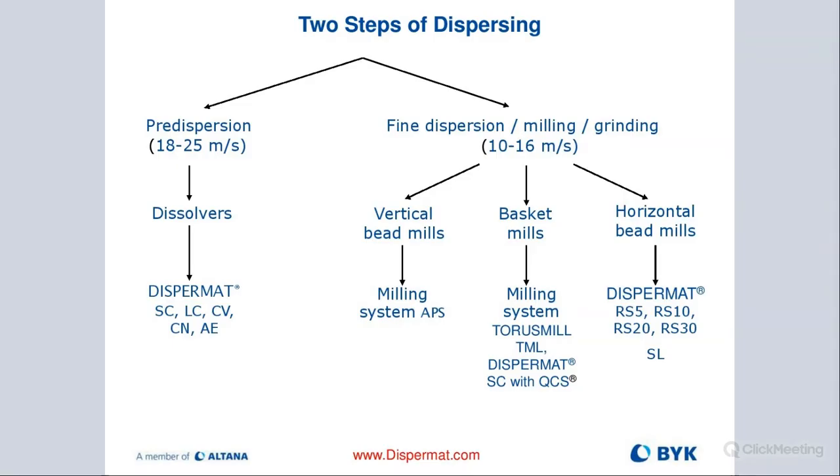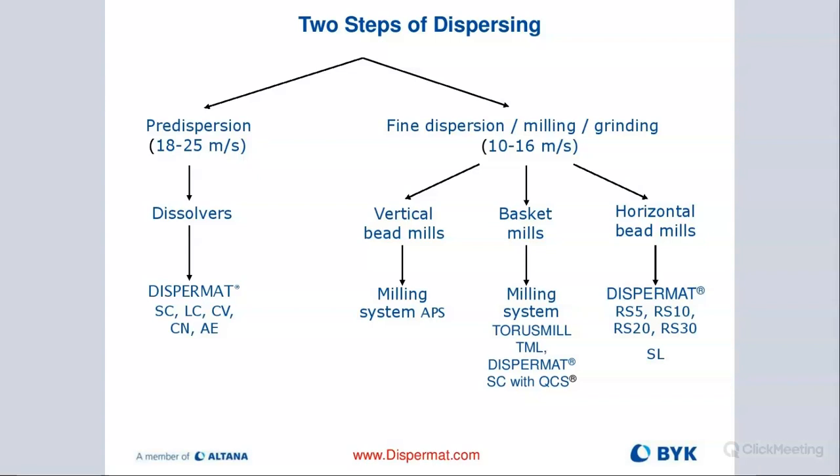So again, this is the two-step process. For pre-dispersing, keep in mind, we talked about that last time, the impeller speed is 18 to 25 meters per second. That's optimum. And when we are milling or dispersing, we slow down our rotor or milling disc speed. We can do that between 10 to 16 meters per second, which should give us really good milling results.